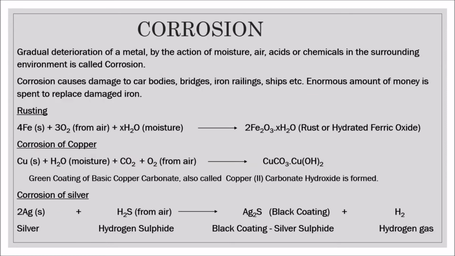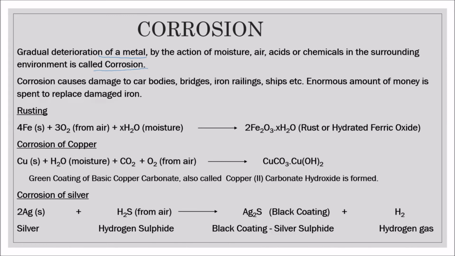Two practical applications of oxidation reaction are, first, corrosion. It is a gradual deterioration of any metal because of moisture, air, acid or any chemical in the surrounding environment. This is known as corrosion. Corrosion causes a lot of damage to a lot of metals, car bodies, bridges, iron railings, ships, etc. and so much money is spent to replace that iron.